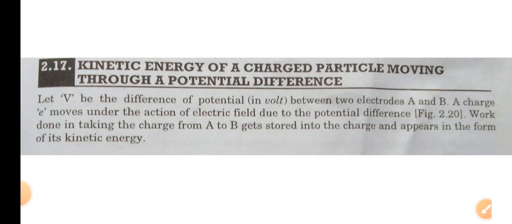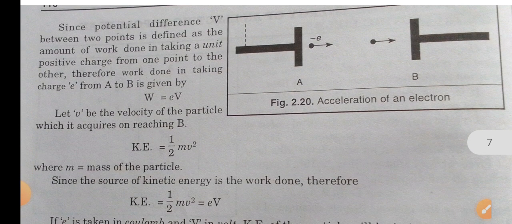Since potential difference V between two points is defined as the amount of work done in taking a unit positive charge from one point to other, therefore work done in taking charge from A to B is given by W is equal to E into V. Let v be the velocity of the particle which it acquires on reaching B. So kinetic energy is half mv square, where m is the mass of the particle and v is the velocity of the particle.